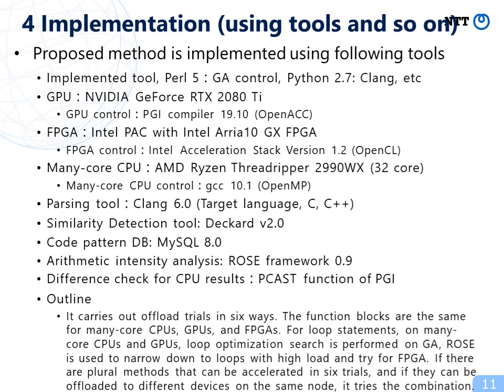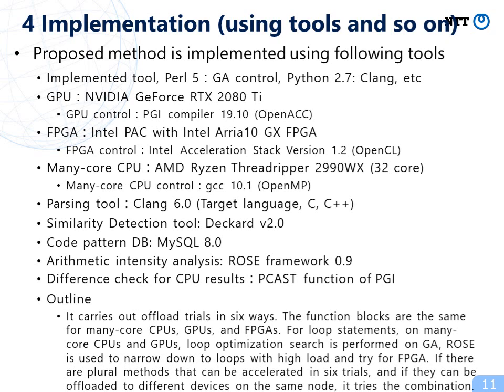And for the code pattern DB, MySQL is used. For arithmetic intensity analysis, I use the ROSE framework. And for the difference check of CPU results, the PCAST function of the PGI compiler is used. And this is the outline of the implementation.